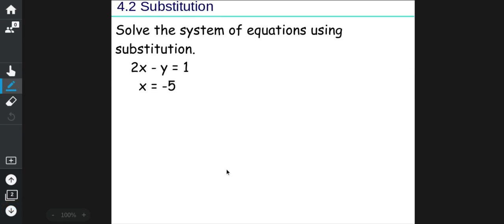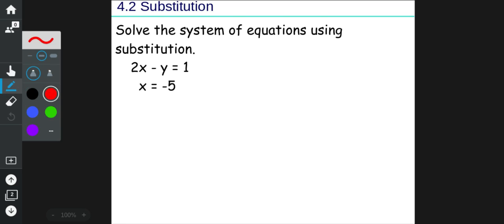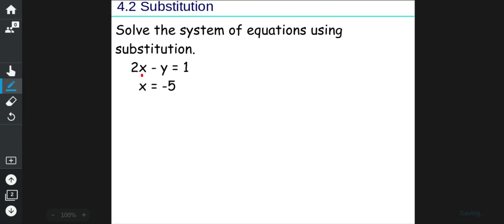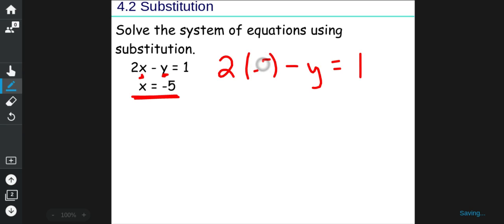Okay, solve the system of equations by substitution. So what substitution means is that I'm going to change either the x or the y to be something else. Well, here they tell us that x is equal to -5. So in this top one, I'm going to rewrite it, but I'm going to put parentheses where the x is. They told me that x is -5. Okay, so now I have -10 minus y equals 1.